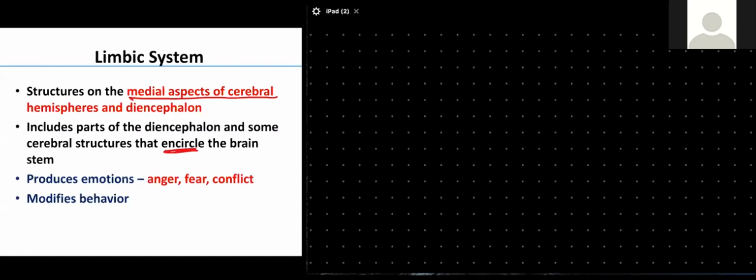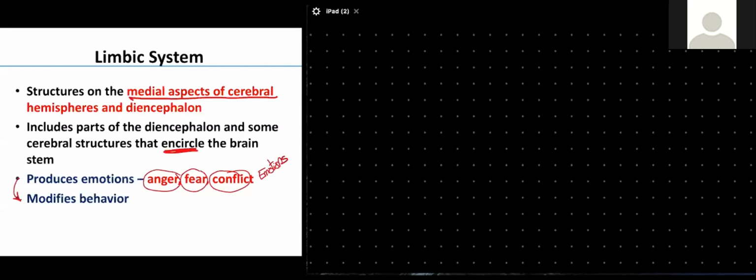The main function of all those brain areas would be to produce emotions like anger, fear, conflict, and according to those emotions that those brain areas are going to be producing, this will result in a modification of the behavior. So if you are afraid, for example, you're going to behave in a different way than if you are relaxed. You have nothing to worry about. So what did cause this modification of the behavior is the emotions.